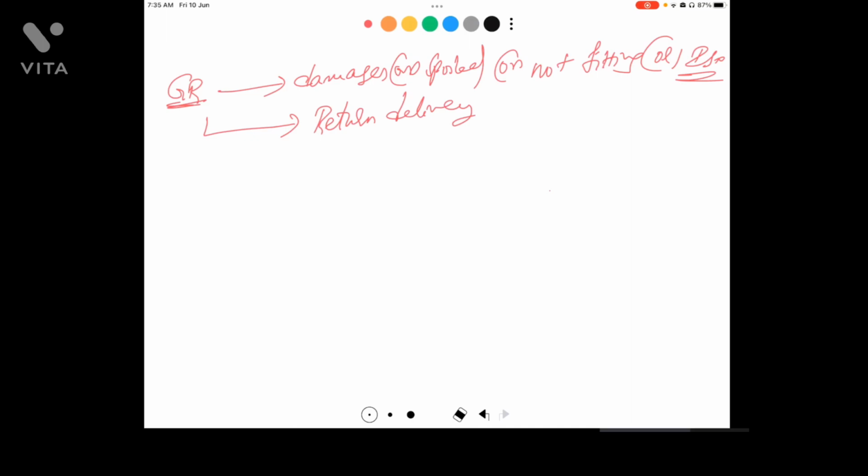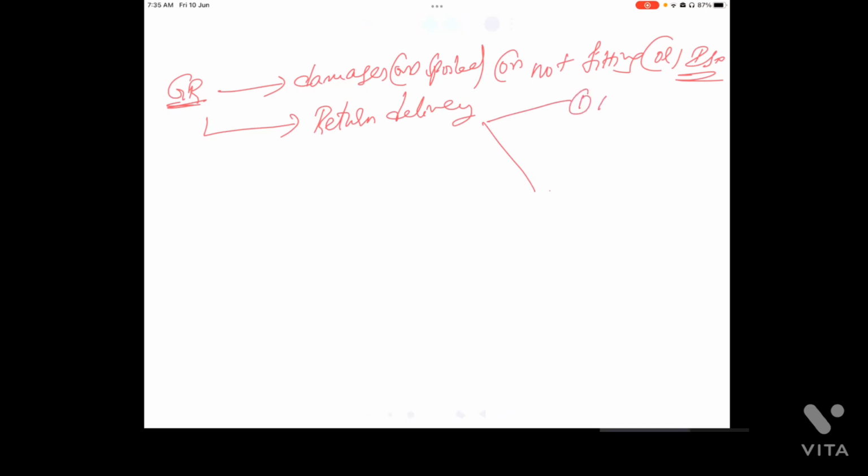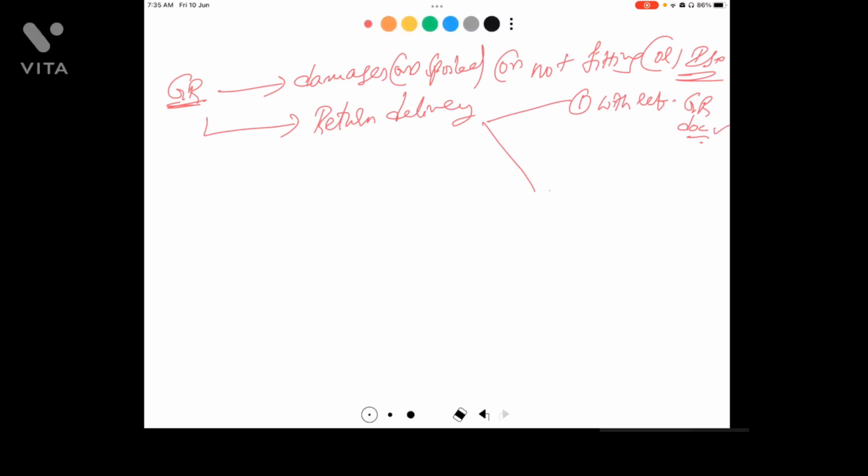So how many ways can we do this return delivery? We can do it in two ways. One is with reference to the GR document. That means today I received 10 quantity, so I have the GR number. I'm checking this 10 quantity, and after quality inspection I understood that this 10 quantity is damaged. So I don't want to receive these goods, I just want to return the goods to the vendor. In that case I have the GR document number, so I can return the goods with reference to the GR document number. The other one is with reference to a return PO.